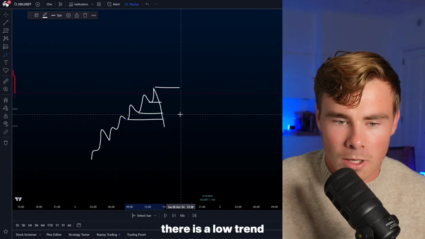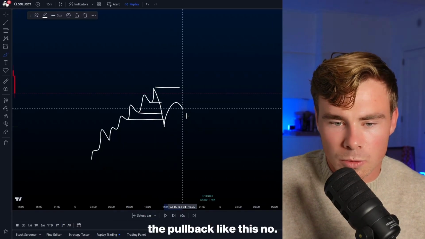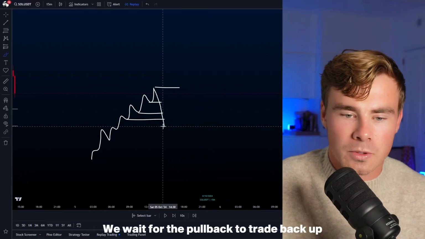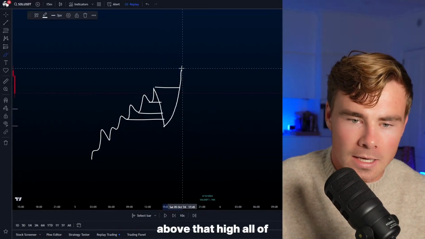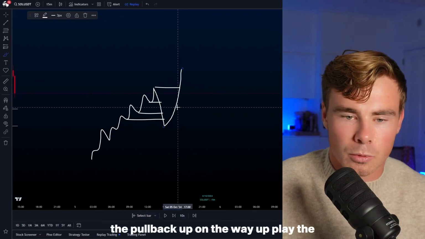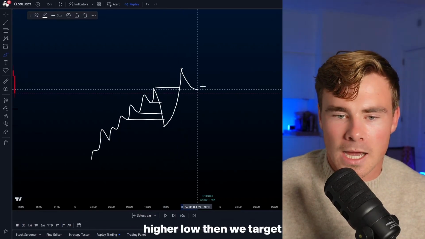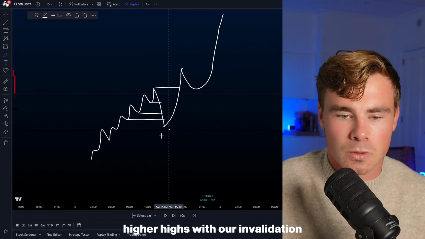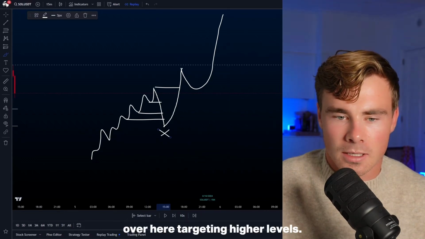We have this local uptrend. That's why we don't short the pullback like this. No, we wait for the pullback to trade back above that high, all of the people that shorted the pullback are now underwater, then we play the higher low and then we target higher highs with our invalidation over here, targeting higher levels.